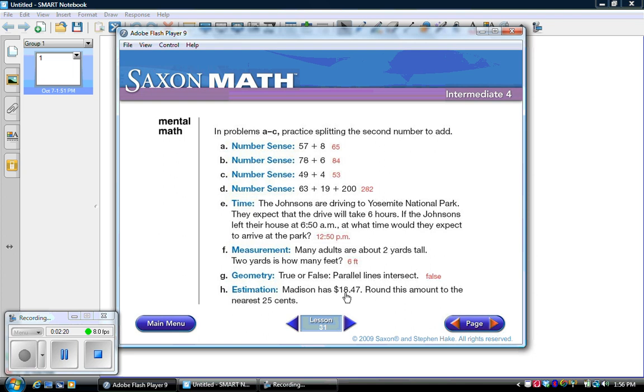Estimation. Madison has $18.47. Round this amount to the nearest 25 cents. So let's look at this 47 cents. Is it closer to 1 quarter, 2 quarters, or 3 quarters? Well, it's closer to 2, so that would be $18.50.